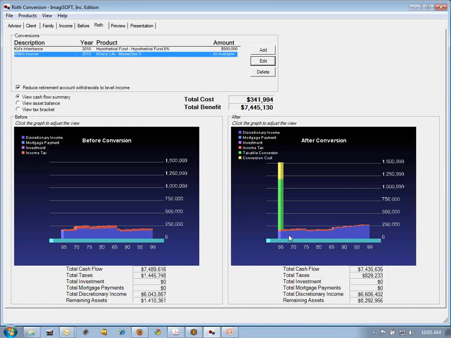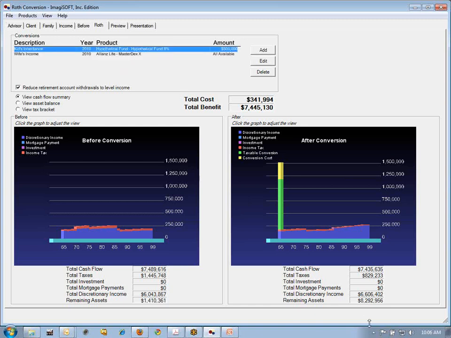So this way we've shifted the income that's required on the left over to the latter years, have the total cash flow be the same because it's Roth assets, because we're prepaying all of the taxes, then it makes total sense. And then you can see why we have the remaining assets of $8 million up here.